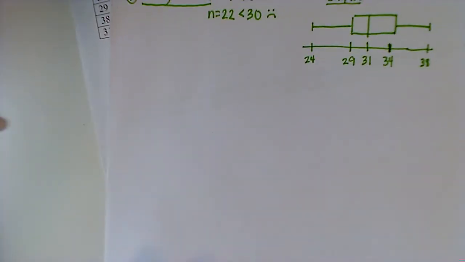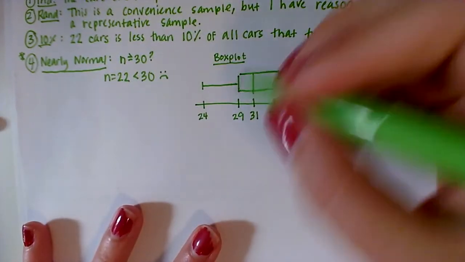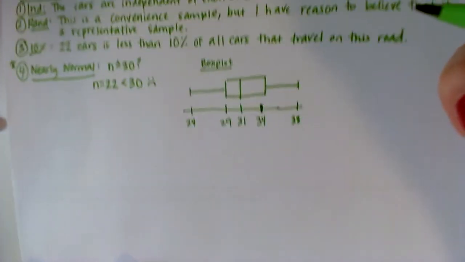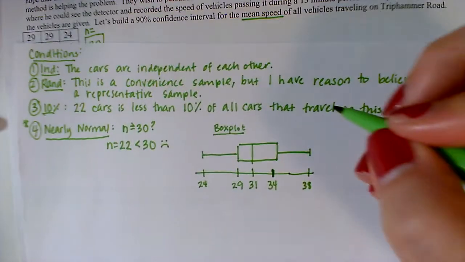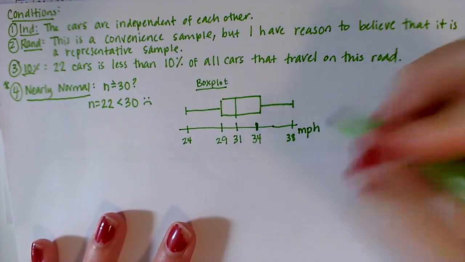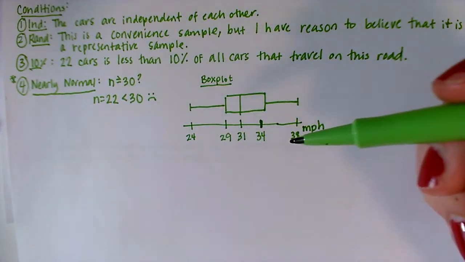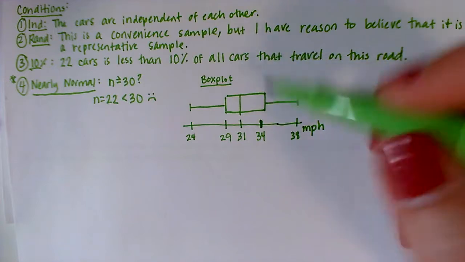That's the bottom line. Very last thing I want to do is add a label here. So what's my units that I'm using on my box plot? Well, I'm pretty sure this was measured in miles per hour. Yes, it was. So I'm just going to put MPH to talk about my miles per hour. Now, what do you notice about this box plot? Why did I want to look at a box plot?